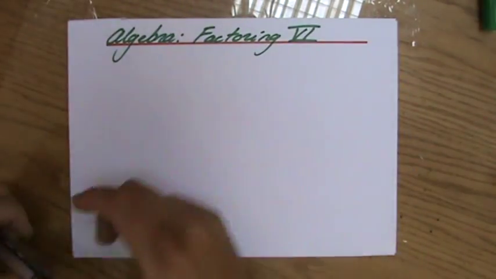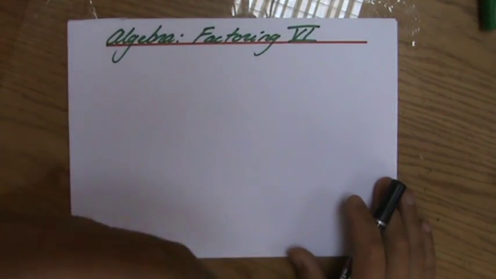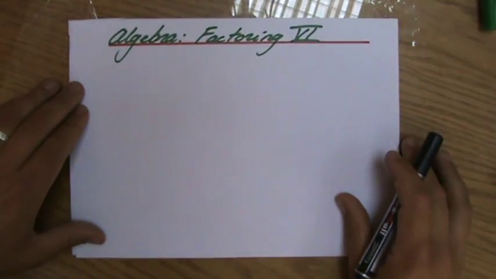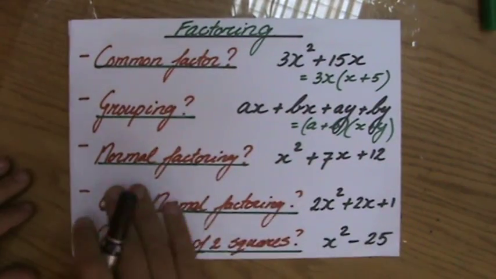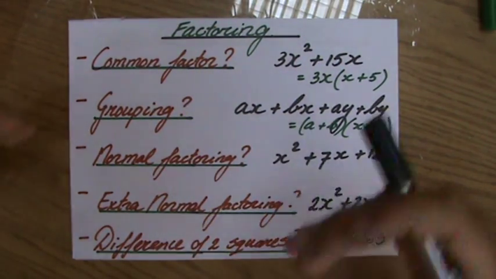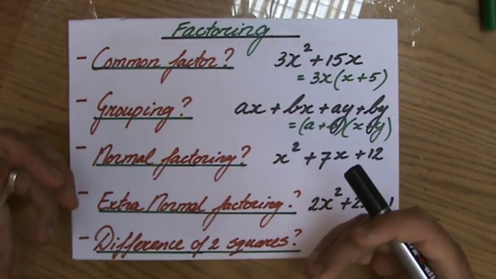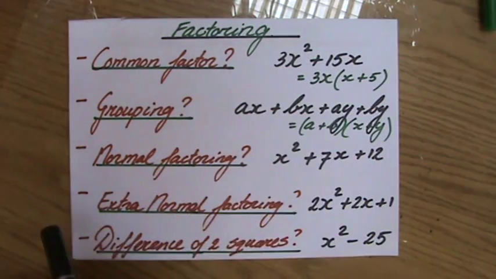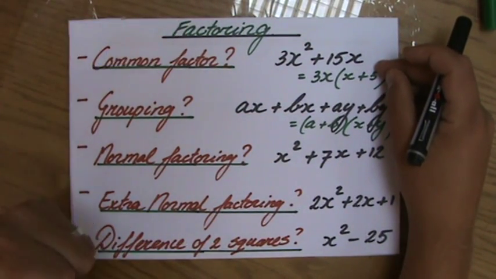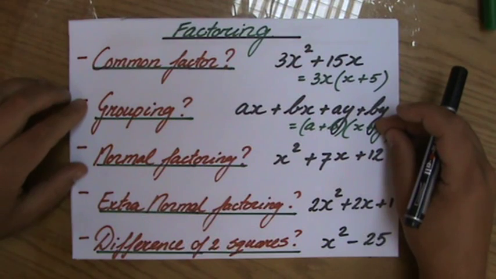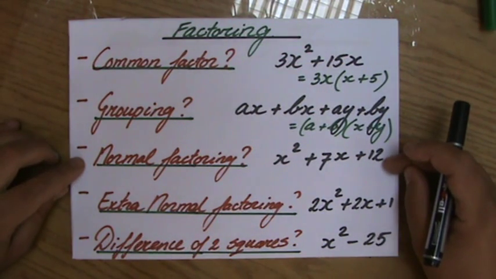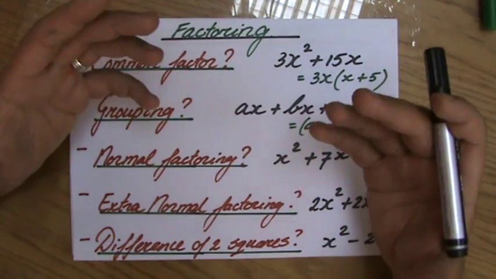We are still factoring, or factorizing, expressions, which we have learned is putting it in brackets. So it's the opposite of expanding, which is getting rid of those brackets. In my previous videos, and it's important that you've seen those as well, we have spoken about the questions you should be asking yourself. The first question you always ask is: is there a common factor? The second question is: can I factorize it by grouping? And the third question, which is what we're going to be doing now, is: is it normal factoring?